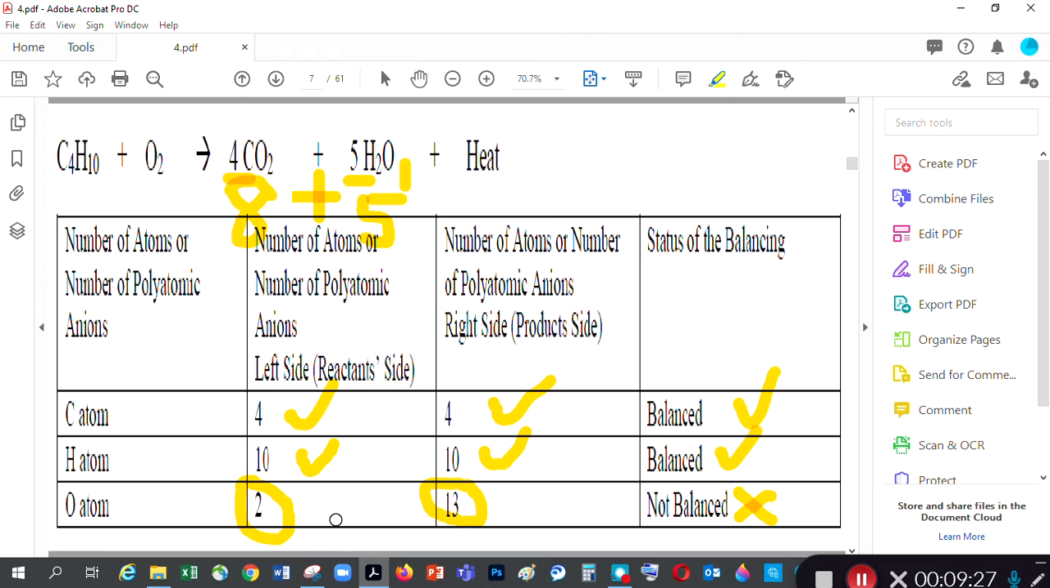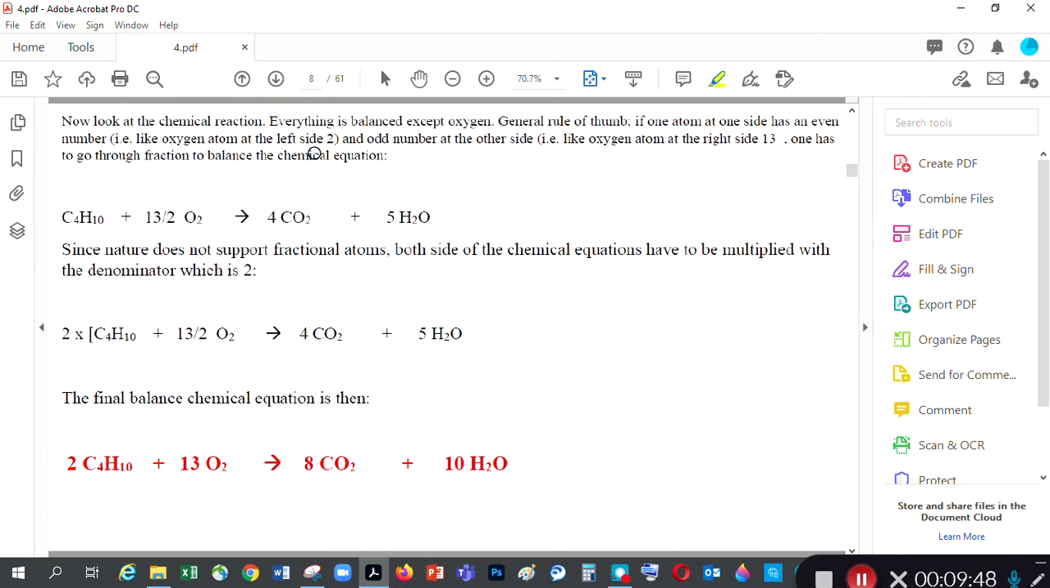So the reactant side is 2, that's an even number, and the product side is odd, 13. So this tells me, in my intuition, I have to go through fraction, because they are not both even or both odd, they are different. So odd and even, I have to go to fraction. I have 13 at the right side, so I put the fraction here, 13 over 2. And this is balanced now. This is a balanced equation.